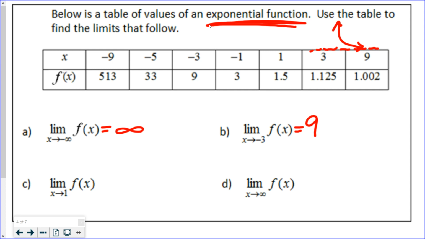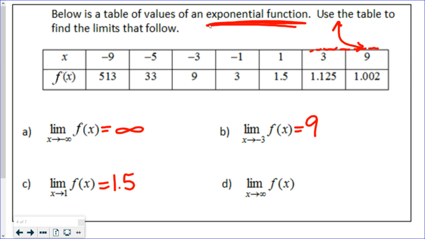All right, C says, what's happening at 1? Well, as I approach 1 from the left-hand side, we're getting close to 1.5. As I approach 1 from the right-hand side, my y values are also approaching 1.5. And so my limit is 1.5.